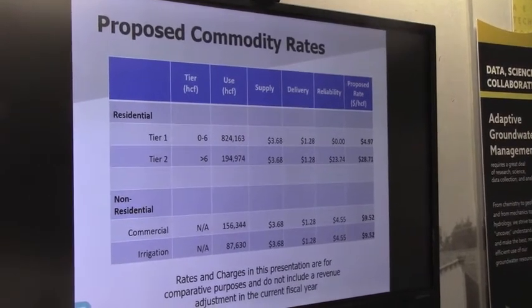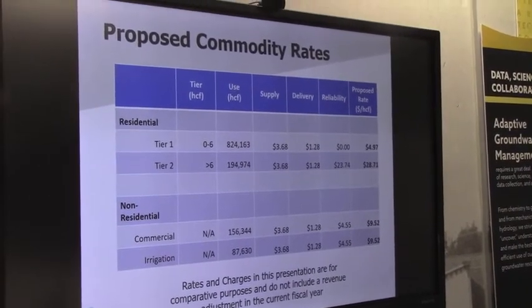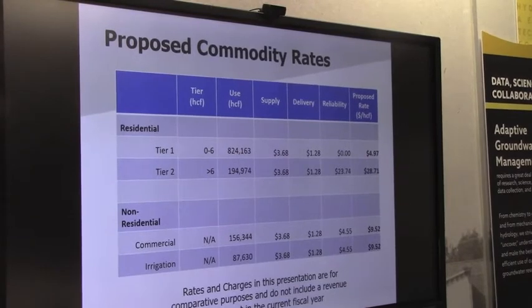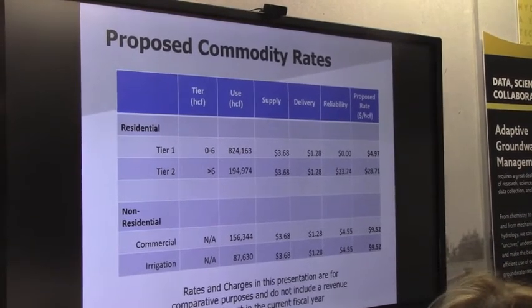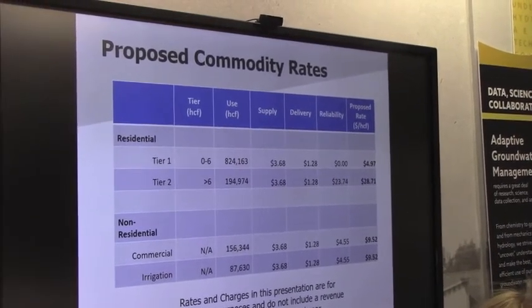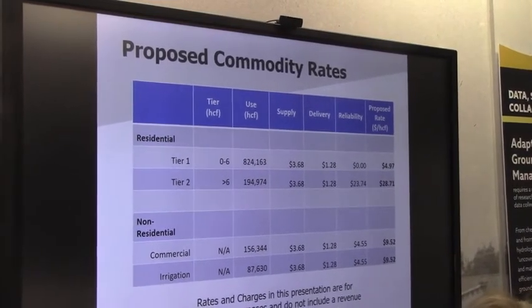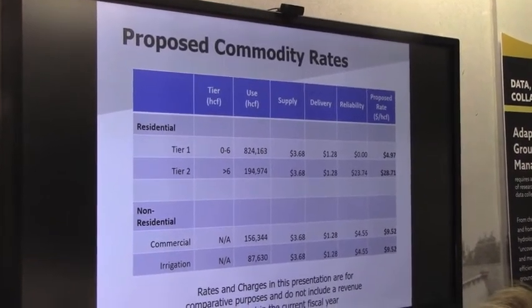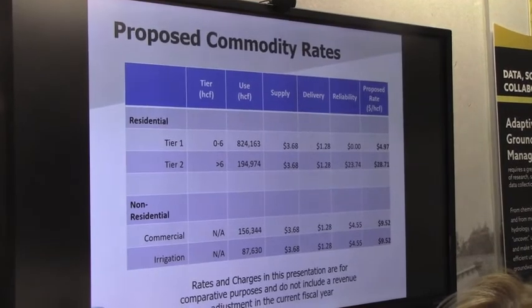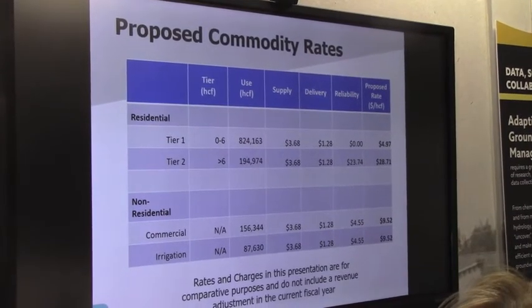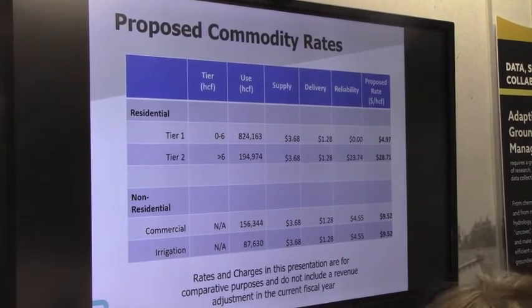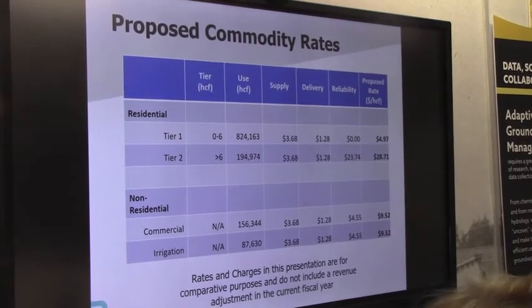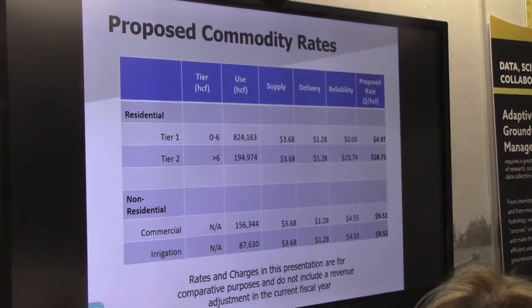Well, capacity is captured in the fixed fee, the meter, yeah, in this model. Can I ask you a clarification question? Sure. If I understand what I see here, the rate for the first 6 units is a little less than $5, and then for the 7th unit, it jumps up to $28.71.